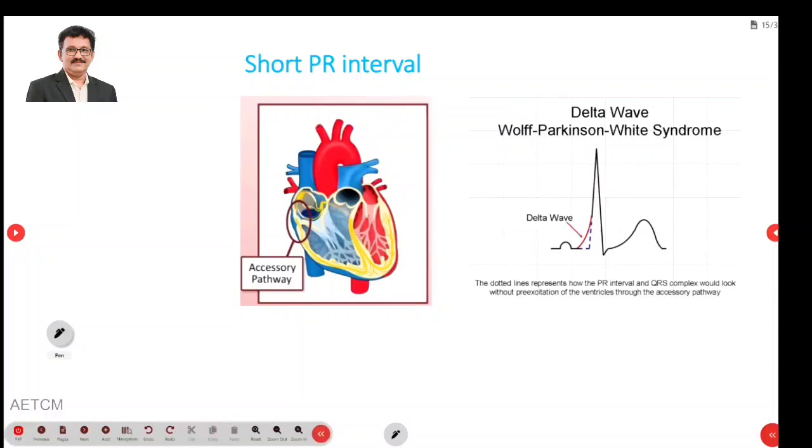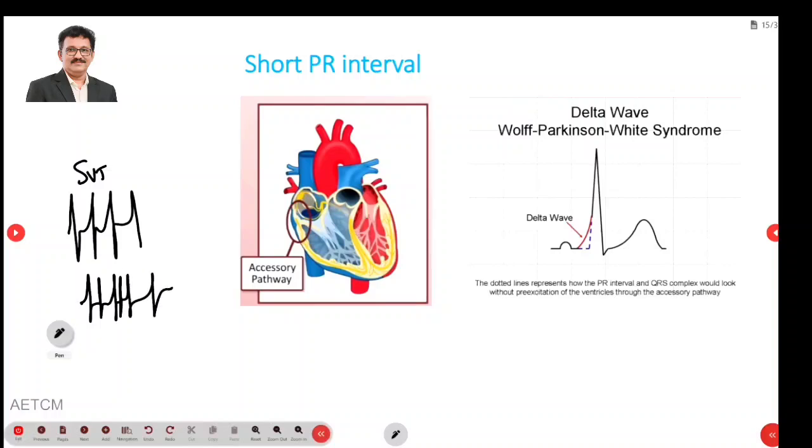Now, I hope that you have understood wide complex tachycardia and narrow complex tachycardia. So regular narrow complex is SVT. Irregular is AF. But this can become wider if you have RBBB that has got an RSR dash pattern in V1, but it will be faster. Okay. So RBBB can be like that.